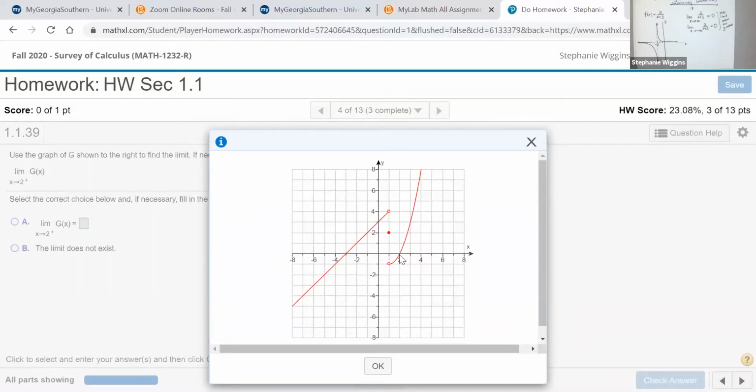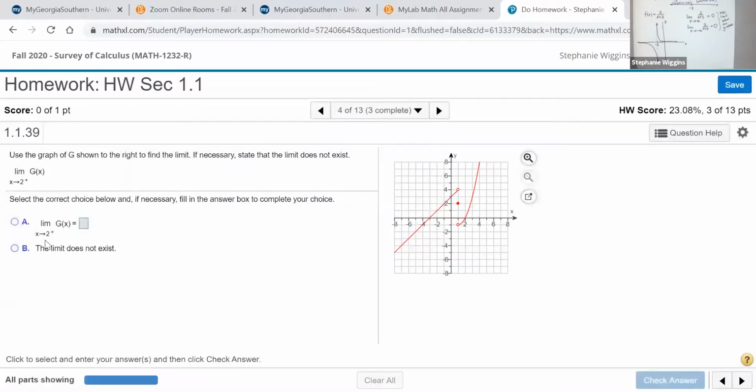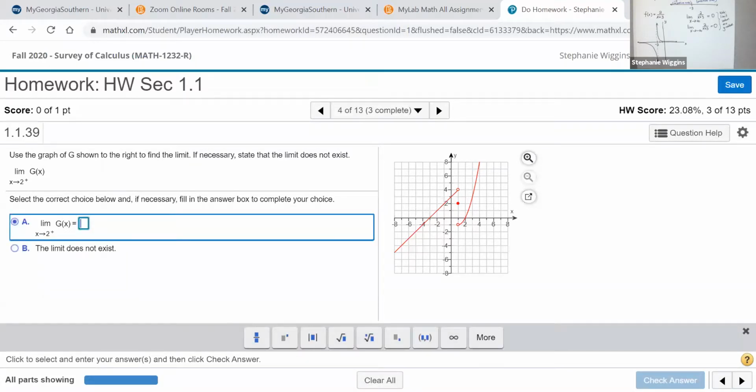And from both sides, it's close to 0. So if you're coming in from the right-hand side, it's going down to 0. And if you're coming in from the left-hand side, it's going up to 0. But they're kind of meeting there at 0. So the limit, not only does the left-hand limit exist, but so does the right-hand limit. And so the limit itself exists, and it's 0.